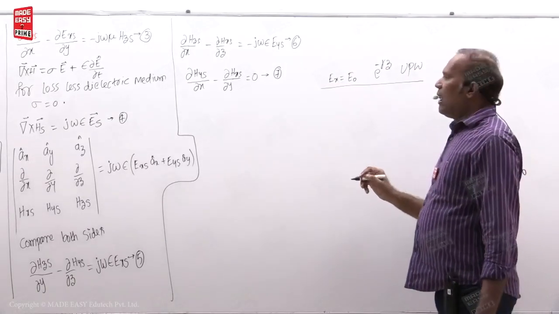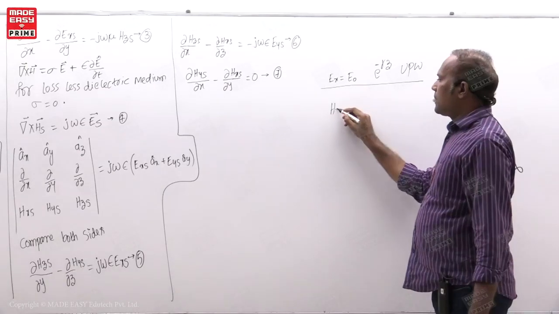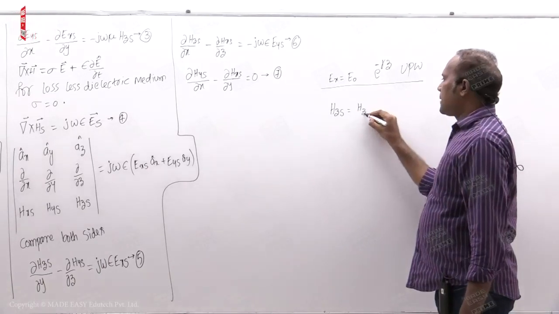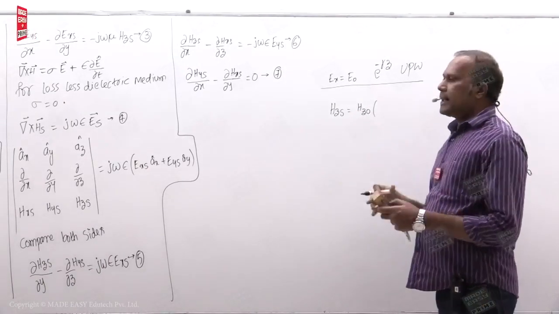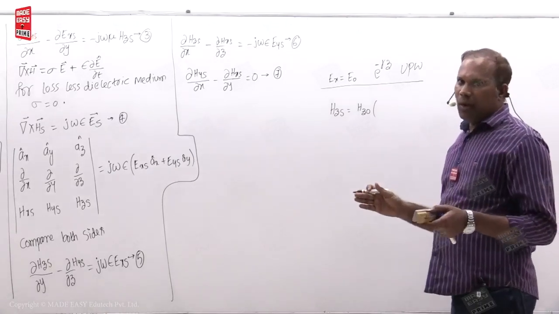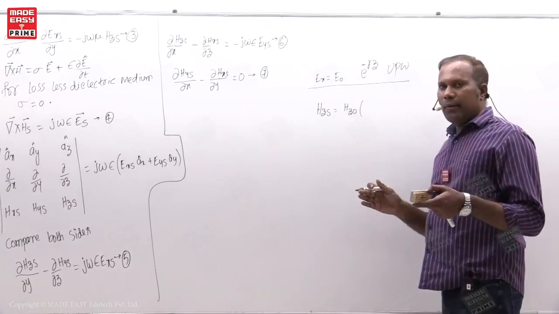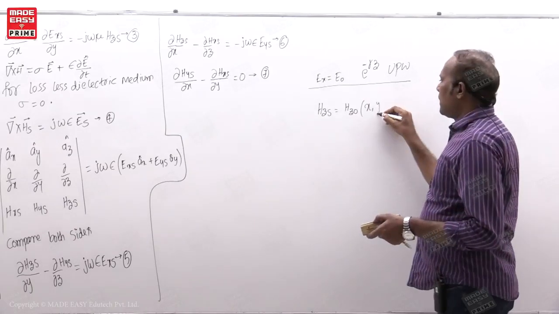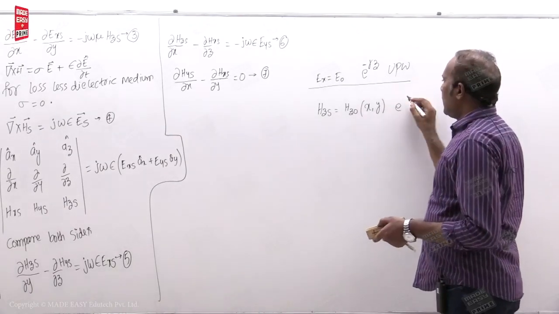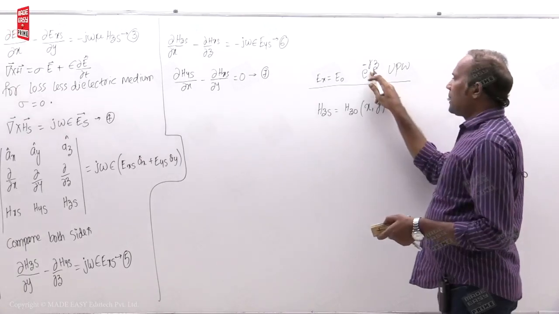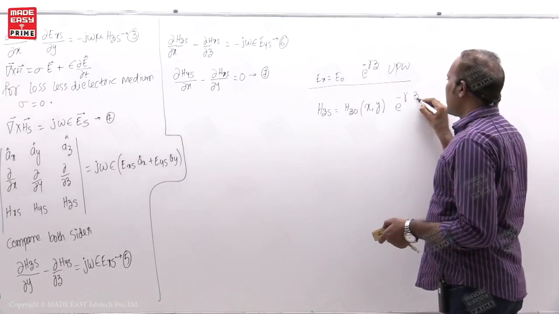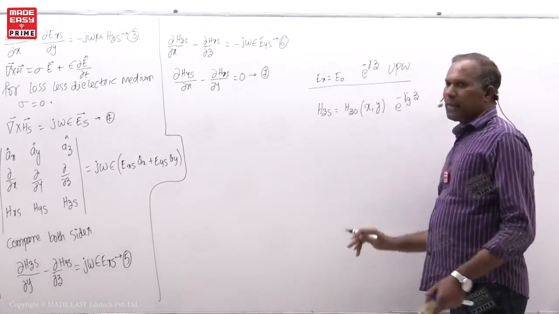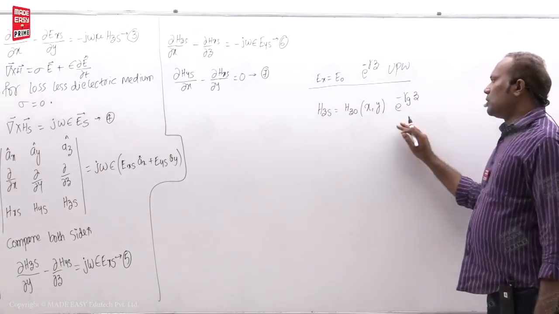But in waveguides, the situation is like this: Hzs is equal to some constant, that is Hz naught, and because waveguide walls are there in x direction, it should be a function of x. In y direction also waveguide walls are there, so it should be a function of y. And e power minus gamma z should come for a wave traveling in z direction, but here it is a waveguide. In a uniform plane wave that is gamma, but in a waveguide it is gamma g, the waveguide propagation constant.